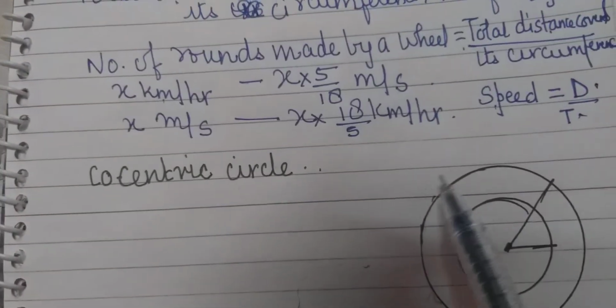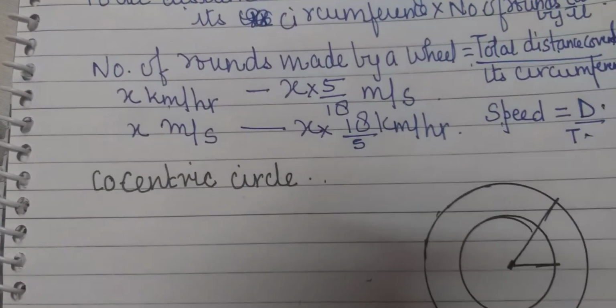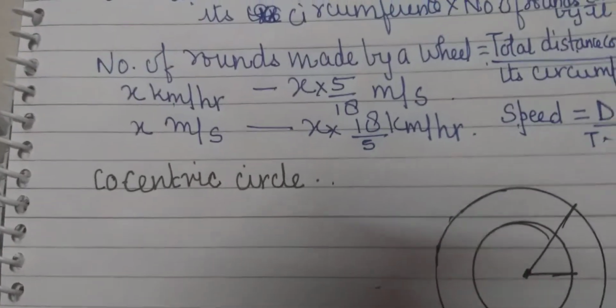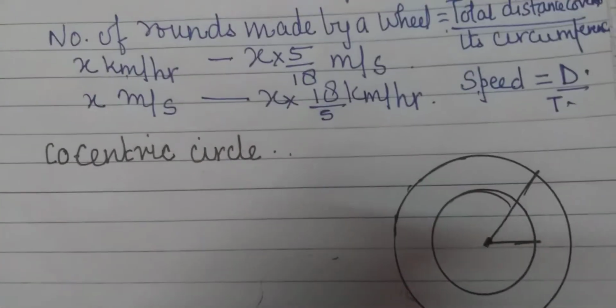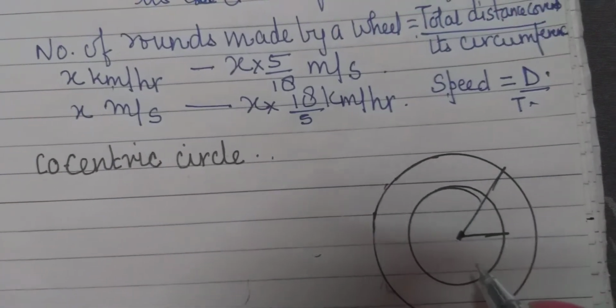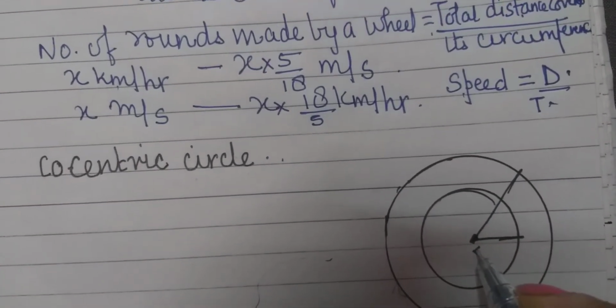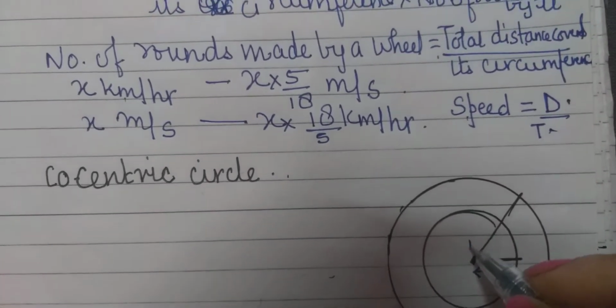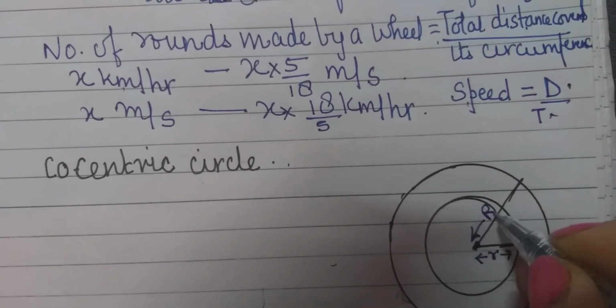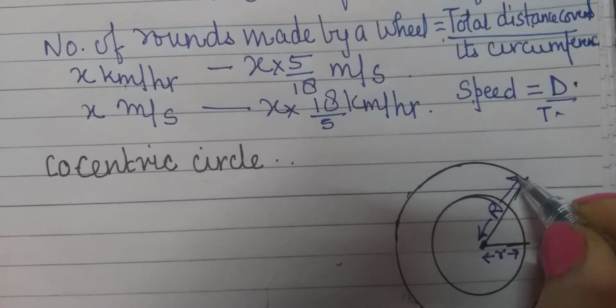Now, what is this? This is a concentric circle. And what is a concentric circle? Concentric circles mean having the same center but the radii are not the same. Let the radius of the inner circle be small r and let the radius of the outer circle be capital R.